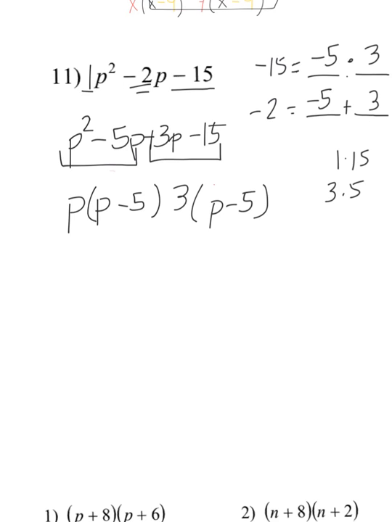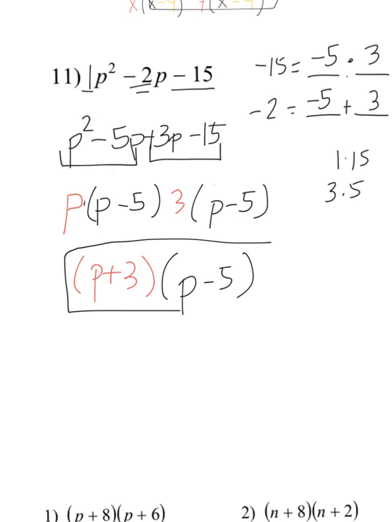And I'm going to put these in different colors. The 3 and the p we're going to put in blue. So this is red. So it's going to be in one parentheses p plus 3, and in the other parentheses we're going to only take one of the two parentheses, p minus 5. So this is our solution.